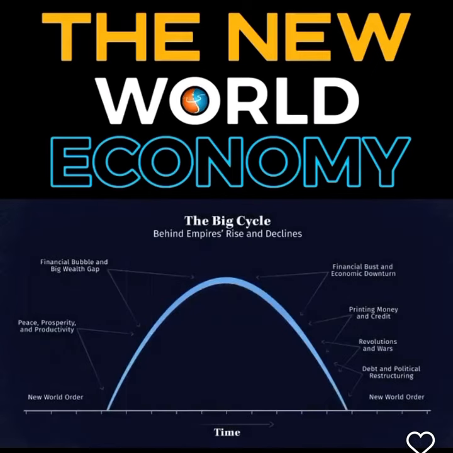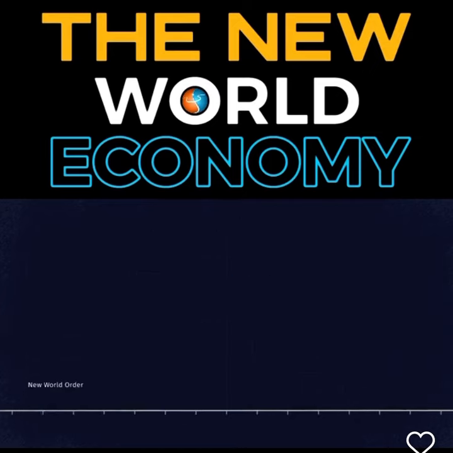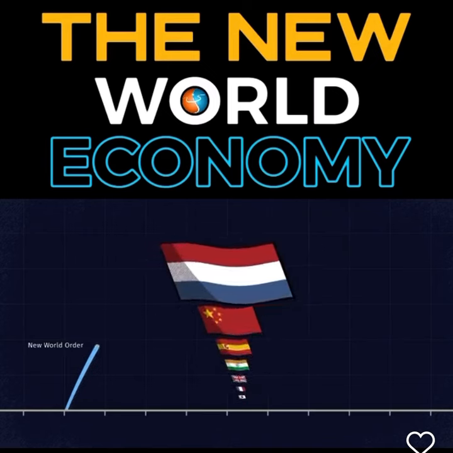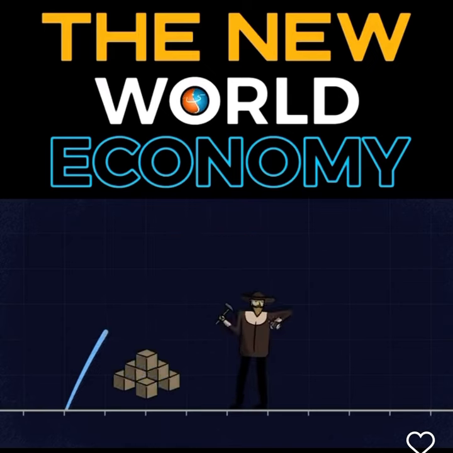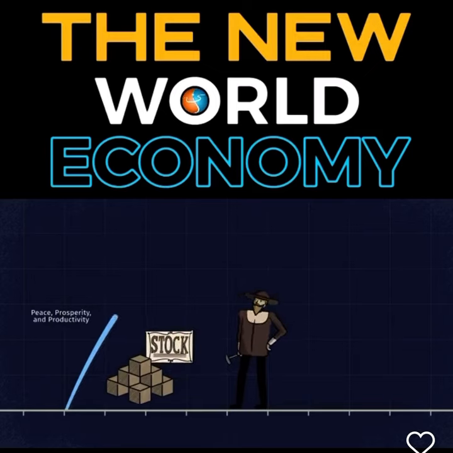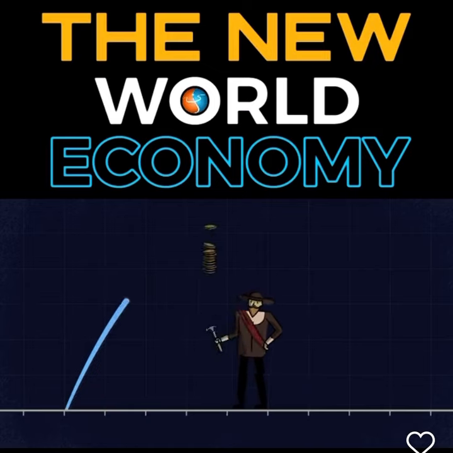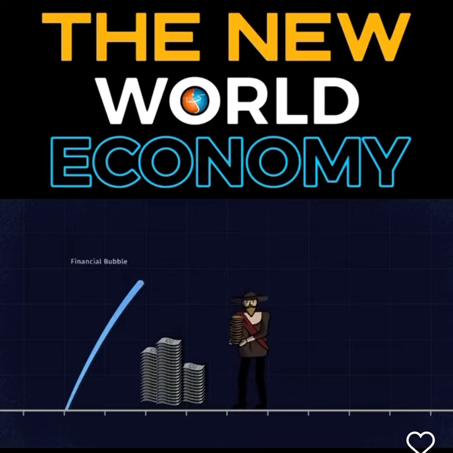Let's now look at the typical sequence of events going on inside a country that produces these rises and declines. In a nutshell, the big cycle typically begins after a major conflict, often a war, establishes the new leading power and the new world order. Because no one wants to challenge this power, a period of peace and prosperity typically follows. As people get used to this peace and prosperity, they increasingly bet on it continuing. They borrow money to do that, which eventually leads to a financial bubble.